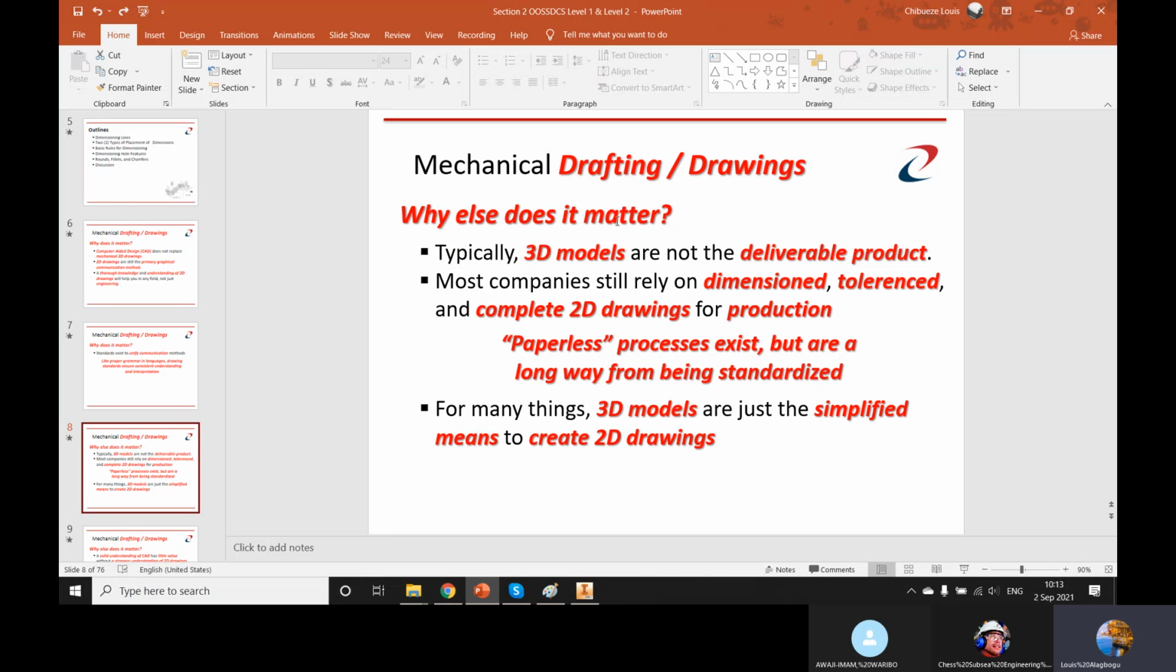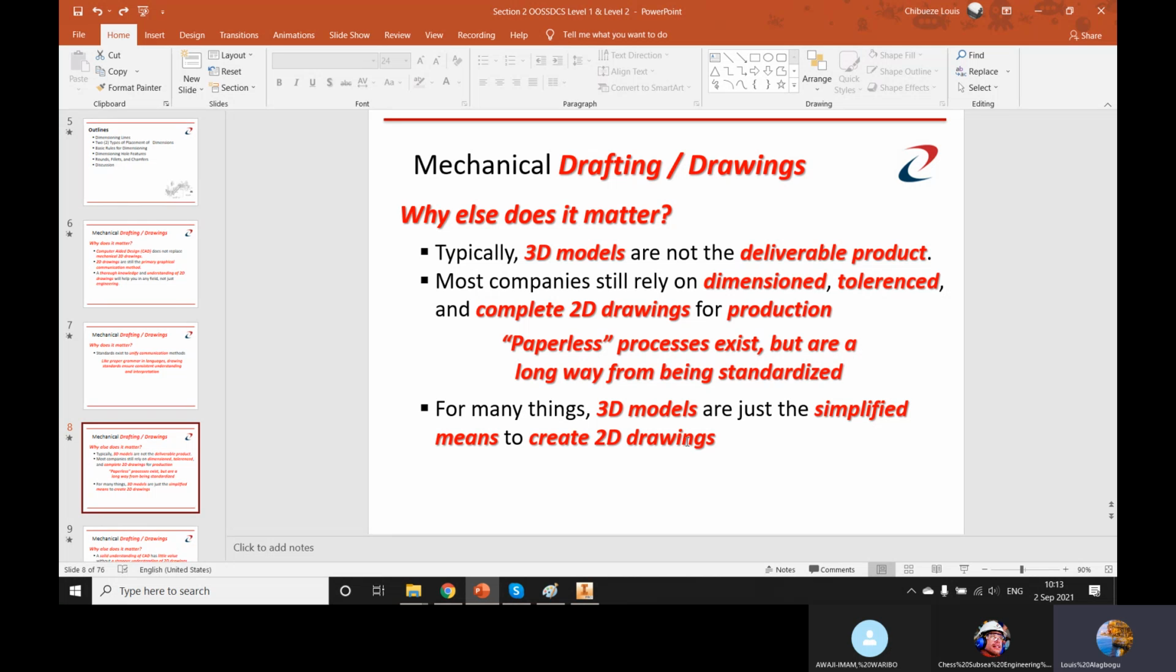Okay, this is the difference between 2D drawings and 3D models. Typically, 3D models are not deliverable products. Most companies still rely on dimension, tolerance, and complete 2D drawings for production. Paperless processes exist, but are a long way from being standardized. For many things, 3D models are just simplified means to create 2D drawings. What we are saying is, when you get to the company, in most companies they still use 2D drawings.